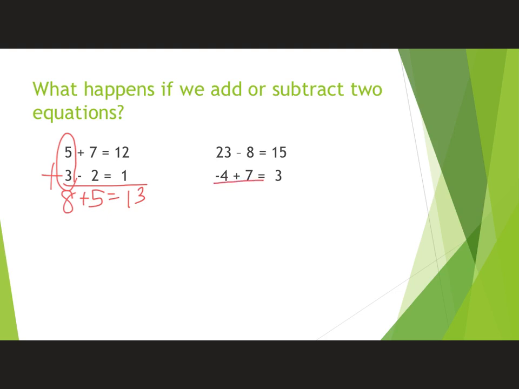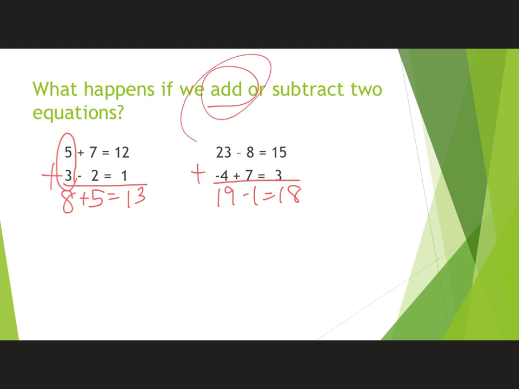Let's try it over here. 23 and negative 4 is 19. Negative 8 and positive 7 is negative 1. 15 and 3 is 18. As you can see, we actually get true statements when we add two equations together. Subtracting, we get the same thing.